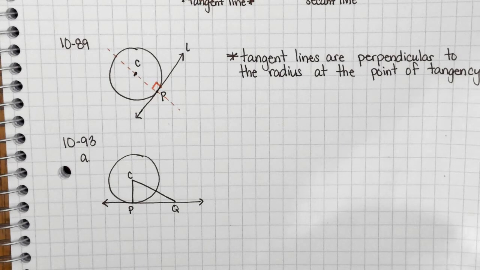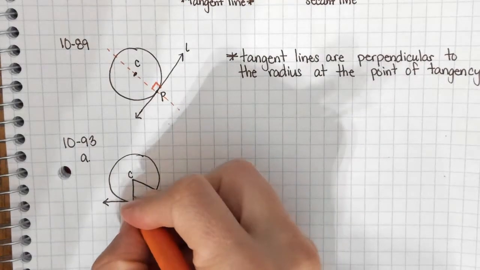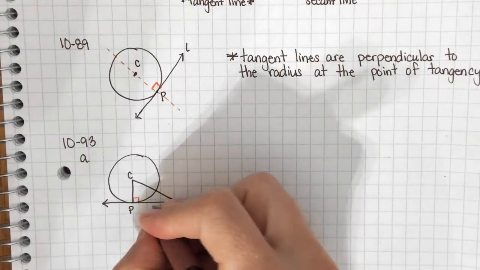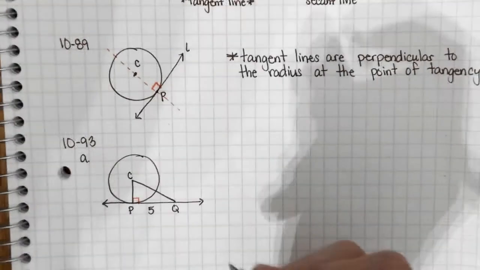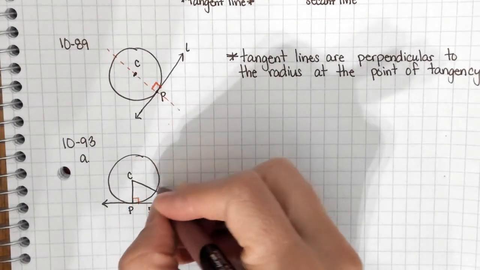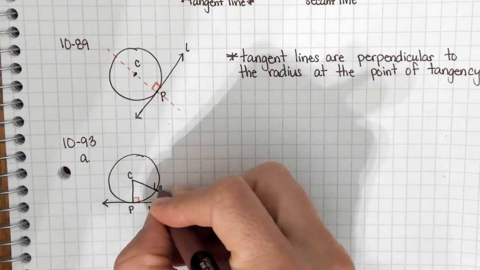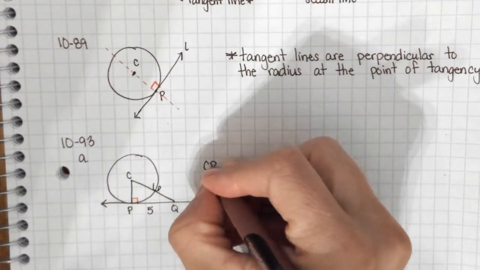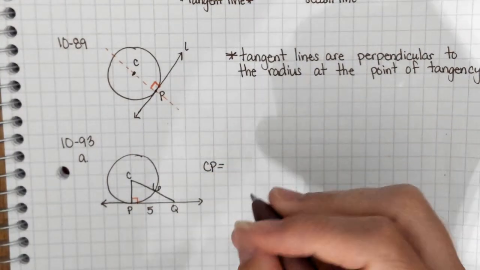PQ is tangent to circle C at point P. So if this is tangent, that tells us right away, it makes a right triangle. Then it tells us PQ is 5, and CQ, this whole thing, is 6. We want to know CP and the measure of angle C.